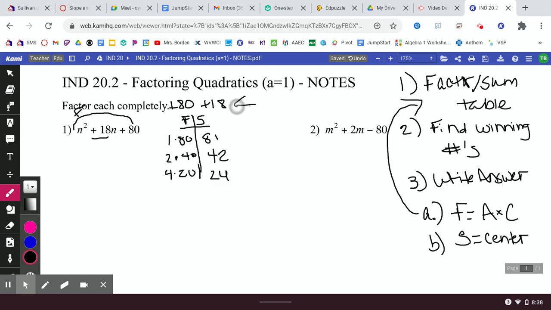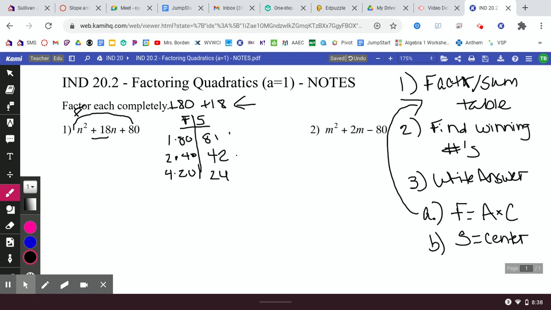Now, I need to get to 18. I was at 81, then I got to 42, then I got to 24. I can tell I'm getting closer, right? But I still don't know. Now, obviously, this was one that should jump out at you. You should be able to skip all of this and just say, oh, it's 8 and 10. You put 8 and 10 in your factor sum table.